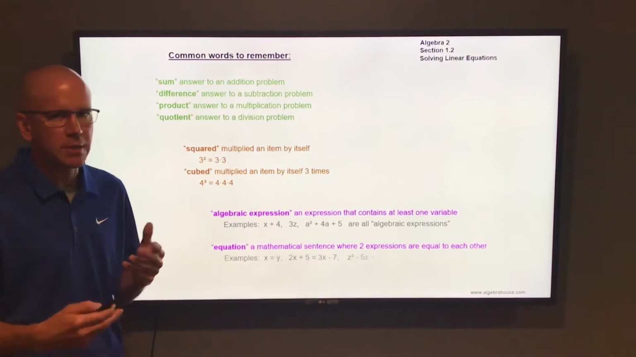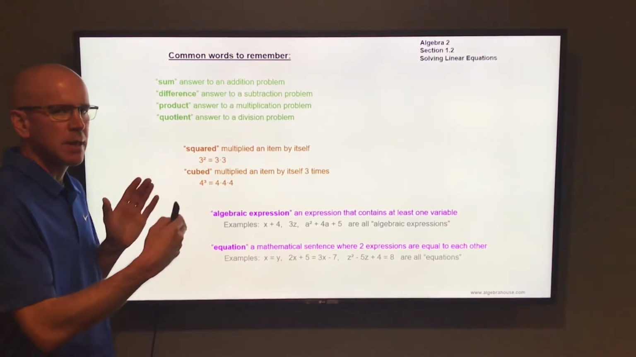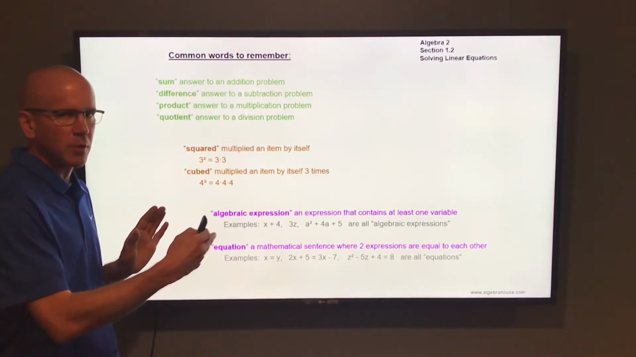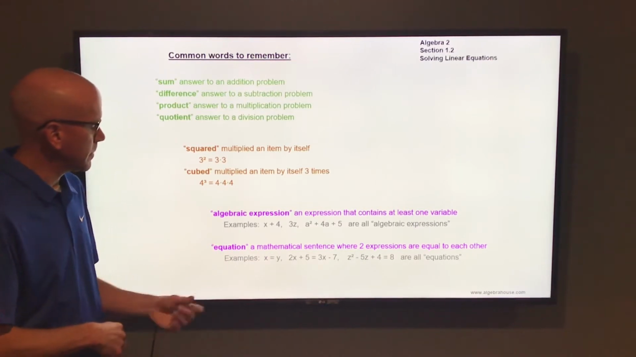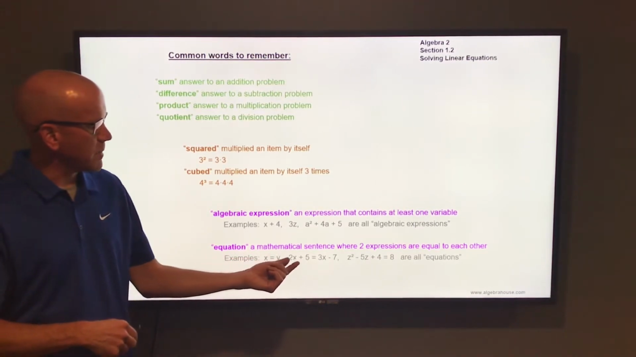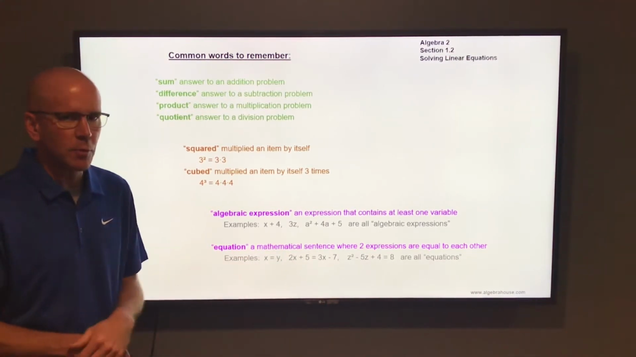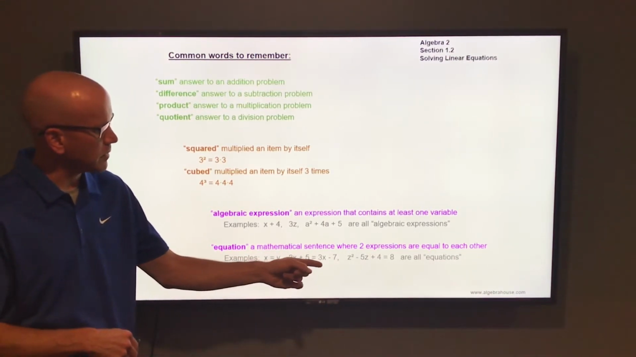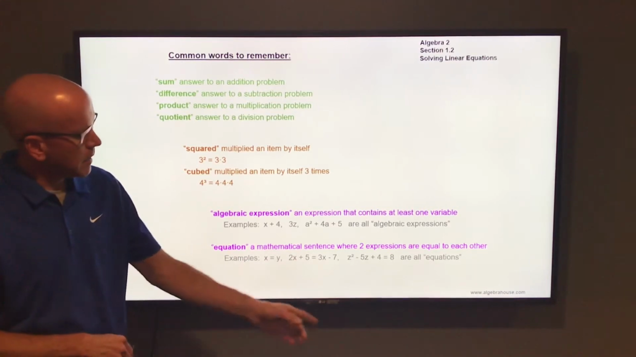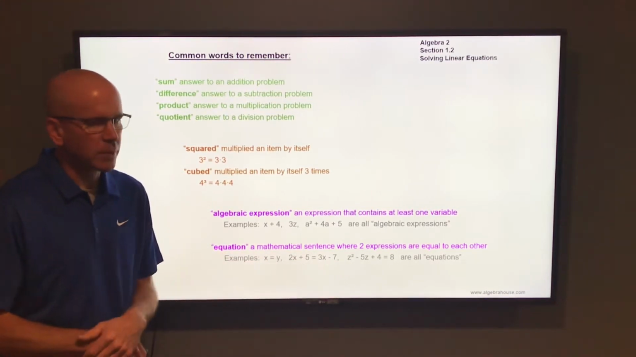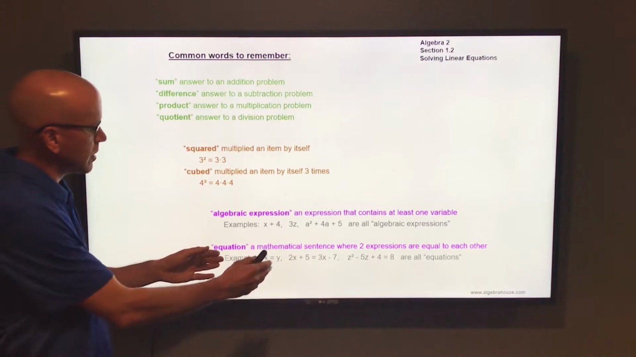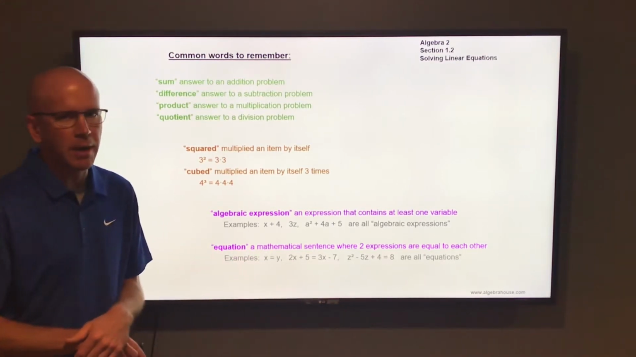An equation contains an equal sign. It's actually 2 algebraic expressions on each side of the equal sign. So an equation is a mathematical sentence where 2 expressions are equal to each other. Examples would be x equals y, 2x plus 5 equals 3x minus 7, and z squared minus 5z plus 4 equals 8. Those are all equations. They are expressions separated by an equal sign.